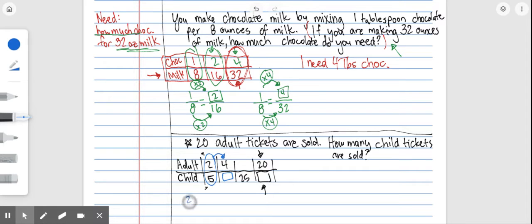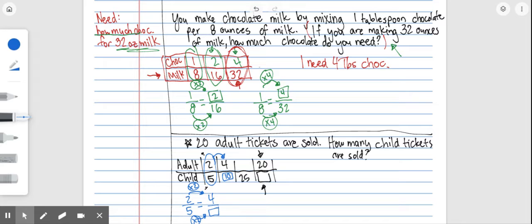So I'm going to use my ratios. 2 to 5 equals 4 to what? How many groups of 2 adults are in 4 adults? Well, 2 groups, because 2 times 2 is 4. Then I do the same thing in the denominator, because we do the same thing on the top and the bottom. That's how we keep it equivalent. 5 times 2 is 10. So if 4 adult tickets are sold, then 10 child tickets are sold. Do you see the pattern that's happening here? What we're counting by, how it's going?